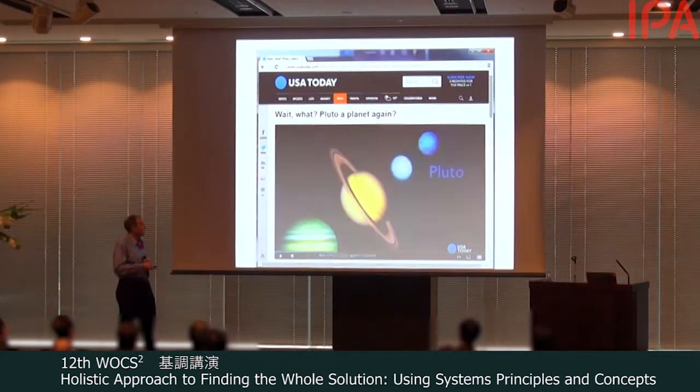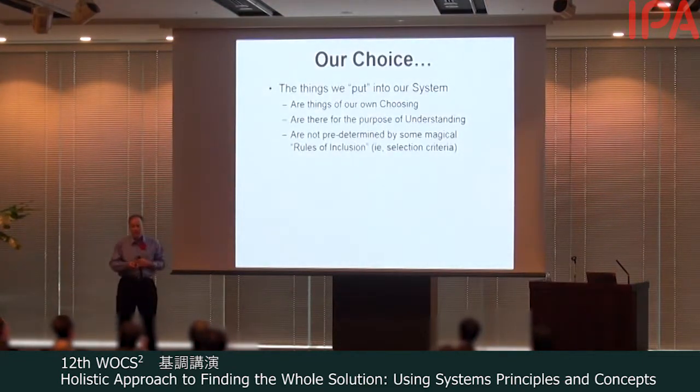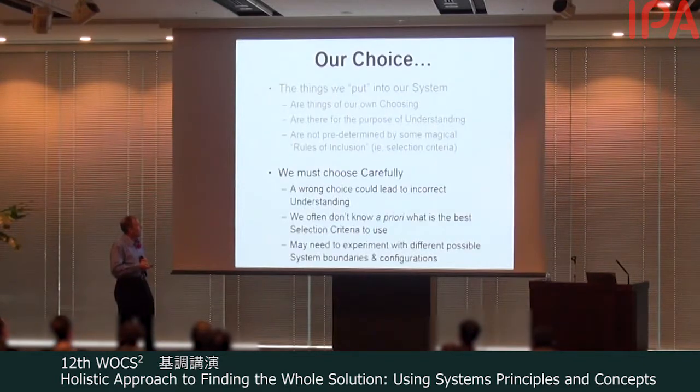So it is our choice about where the boundary is for a system. We need to choose what are the parts inside the boundary, because that affects what are the interactions, what are the relationships, and it affects our understanding of how that system can contribute value to the end users. So we must choose carefully.